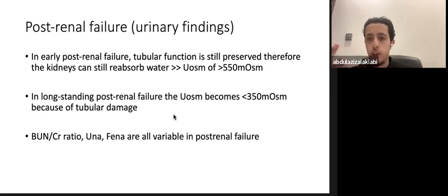However, in long-standing post-renal failure, the nephrons themselves become dysfunctional due to the high pressure, and this will cause the concentration of the urine to decrease because you cannot reabsorb the water anymore. And the BUN, creatinine, the urinary sodium, the FeNa are all variable, again, in post-renal failure. However, again, most likely in early post-renal failure, you're going to have symptoms and clinical findings that mimic pre-renal failure, and in long-standing, it'll mimic intrinsic renal failure.